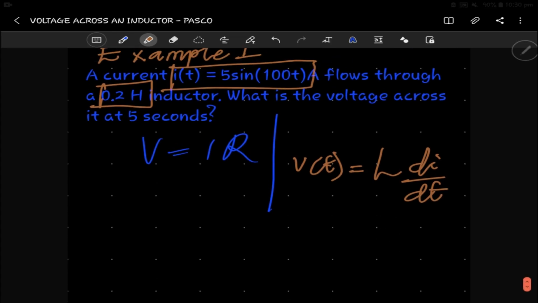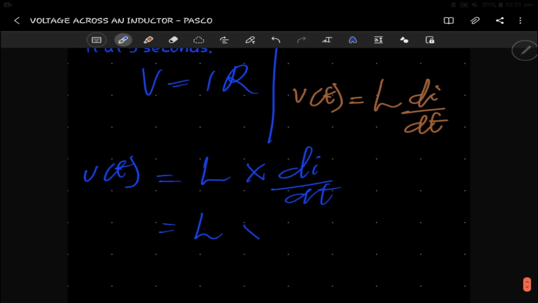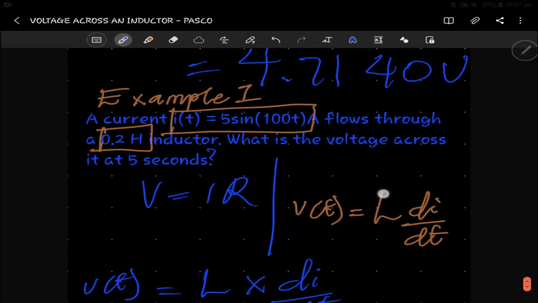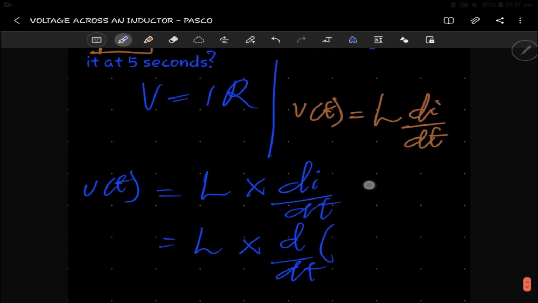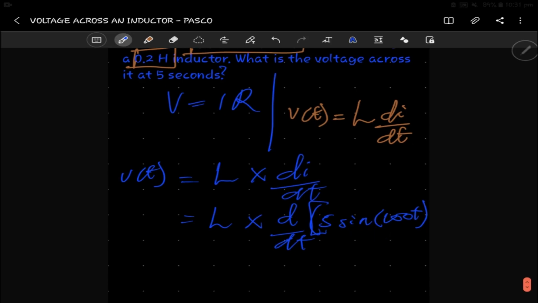So we have the current. What this whole thing says is that we are trying to find the voltage. If we are trying to find this sinusoidal voltage, it will be the inductance, which we have, times di/dt. That means I will have to take the derivative of the current with respect to t, and the current that we have here is 5 sin(100t). So this is what we need to do to find this.